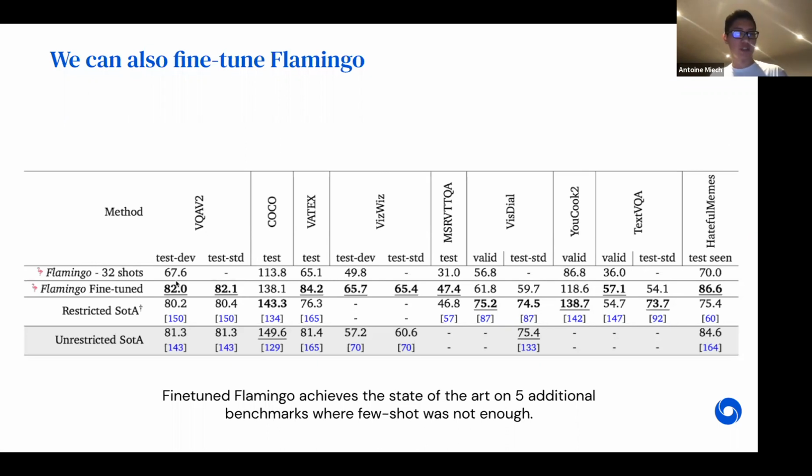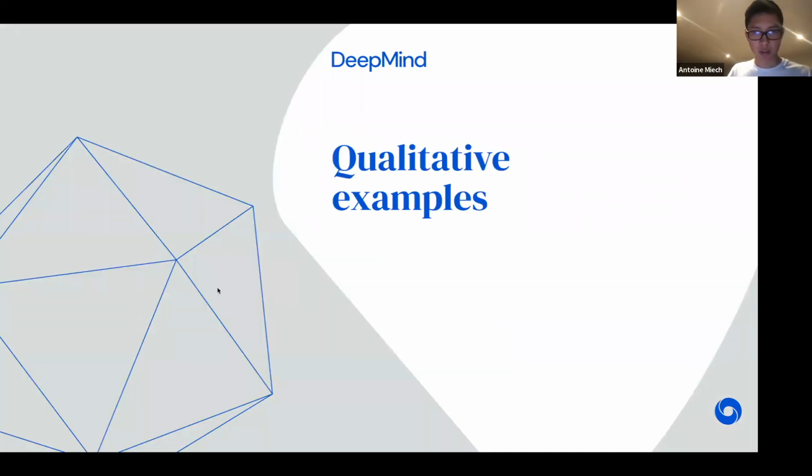So obviously, fine-tuning is not dead. There's still a gap between few-shot learning and fine-tuning, and for some of the benchmarks with fine-tuning, we were able to get state-of-the-art numbers where we were not able to do so with few-shot learning. So that's the good thing about these fine-tuning results. Now that's the end of the quantitative results, and I will give you some more qualitative results.